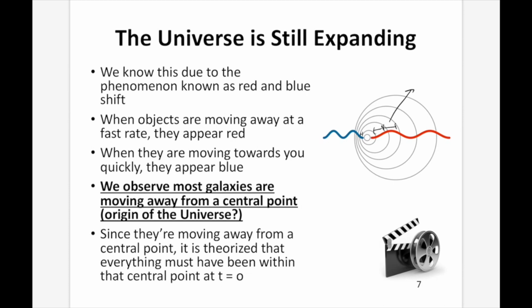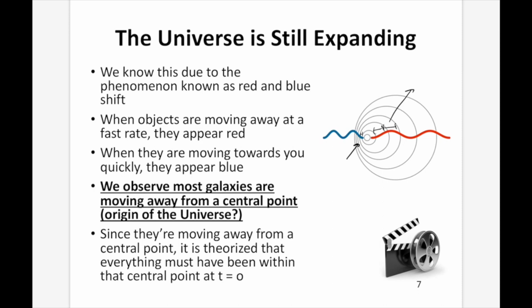When the objects are moving towards you, their wavelengths get contracted. That's these smaller wavelengths here, and therefore, they appear blue. Now, galaxies and stars move really, really fast. And as they're expanding away from a central point, they're going to be moving fast enough to create this red shift. Since we notice a lot of this red shift in the universe, we can see that things are moving away from each other, and we can use mathematical models to determine where these things are moving away from.